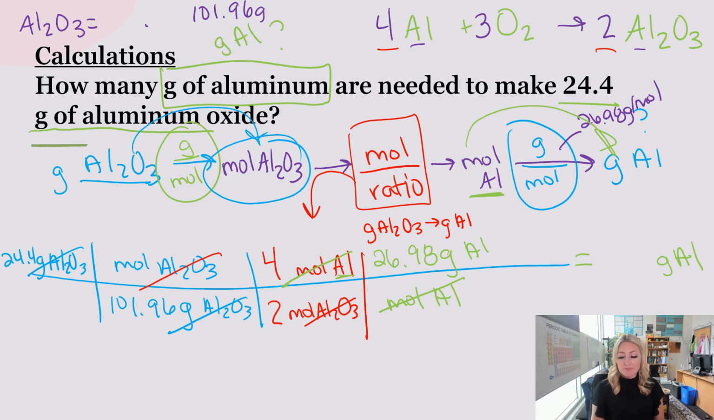Looking at the problem, the only number I'm given has 3 sig figs, and my molar masses from the periodic table have more sig figs than that. So my answer should be rounded to 3 sig figs. Multiply across the top, multiply across the bottom, divide the top by the bottom, and you wind up with 12.9 grams of aluminum. That was a beast. Okay, that is as bad as it's going to get, having to convert to moles, use the mole ratio, and convert out of moles to another unit.